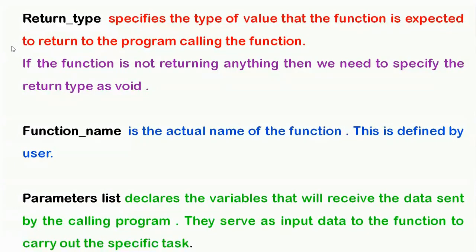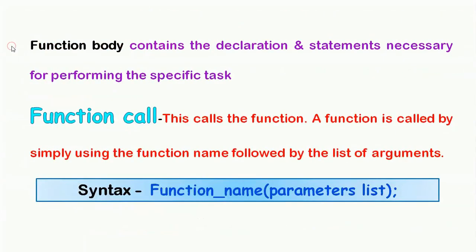First of all, return type. Return type is the data type of the returning value of the function. If function is not returning any value, then we need to write void. Function name is the name of the function. It is according to the comfort of user. Parameters list, in this we need to declare the variable which is passed as an input from called function to the calling function. The operation of function is performed on that input. Now function body. Here we need to write that code that is to be executed when the function is called.